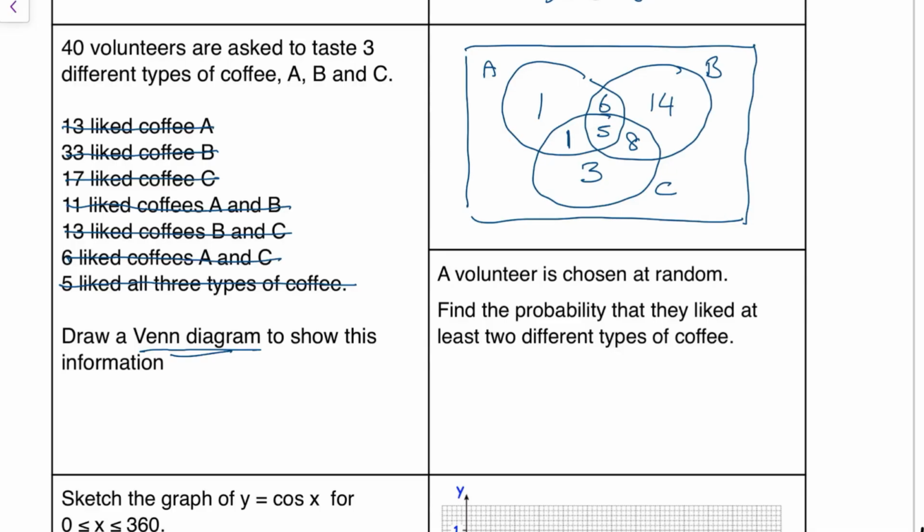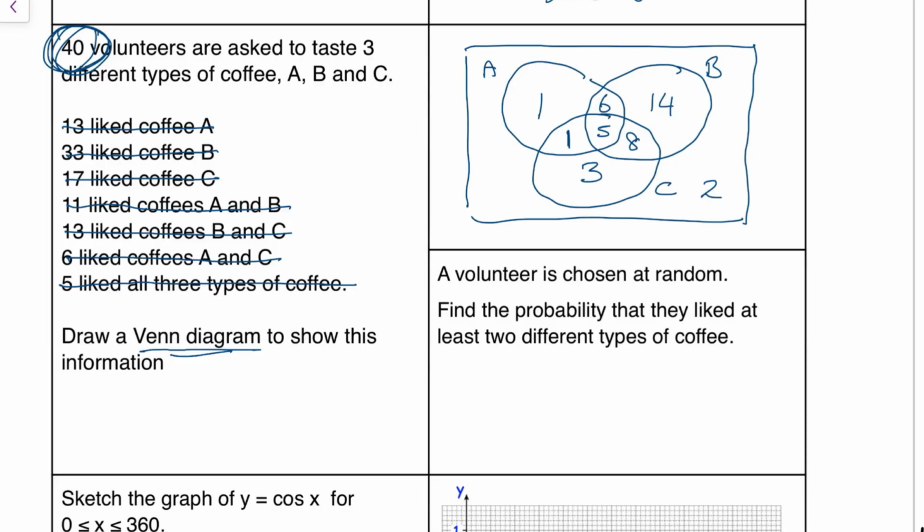Now, the thing that may have caught you out: I still need to be 40 overall. So if I add my numbers up, I've got 1 plus 6 plus 14 plus 1 plus 5 plus 8 plus 3. Calculator out, or just do it very carefully. And that gives me 38, which means I need another 2 in order to get my 40. Good question. The problem with this question is that if you've got that wrong, even though there might be follow-through marks, you're going to get the next one wrong because you need that answer.